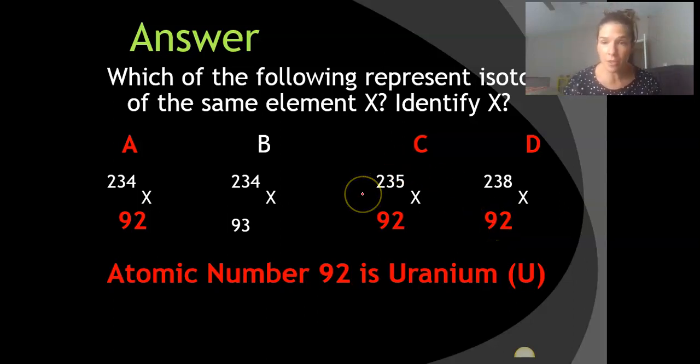All right, so we established the first part of the question. A, C, and D all represent isotopes of the same element X. Now we need to identify X. So I know that this says 92. I go to my periodic table and I figure out that 92, or the element that has 92 protons, is uranium. So these are all isotopes of uranium.